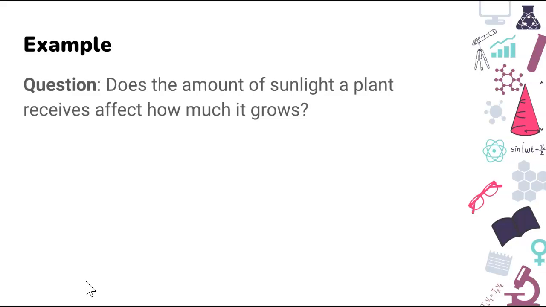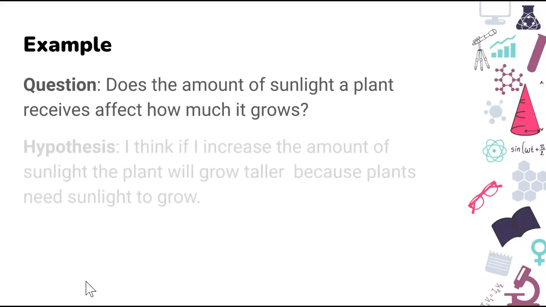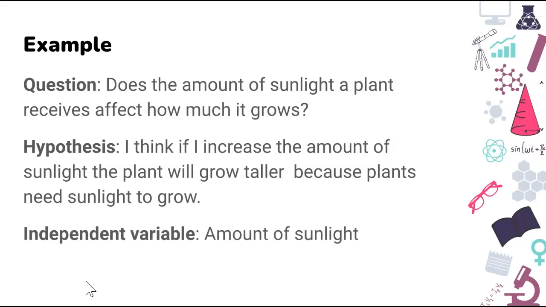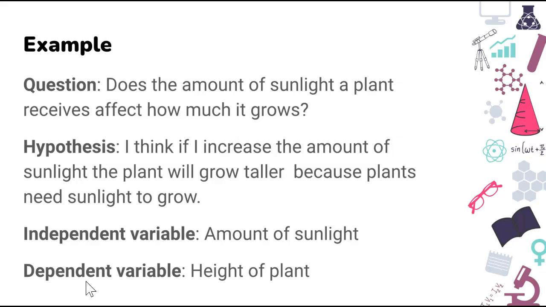Now, let's say, for example, we want to know, does the amount of sunlight a plant receives affect how much it actually grows? Well, you may have an idea going into it that, say, for example, if you increase the amount of sunlight, the plant will grow taller. And you think that because plants need sunlight to grow. It's a pretty logical reason. Now, in this example, our independent variable, so the thing we are going to change is the amount of sunlight the plants will get. The dependent variable would be the height of the plant.